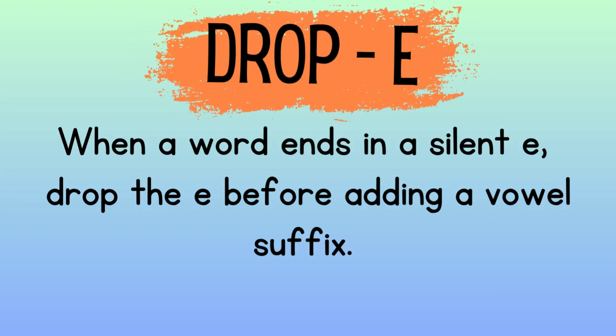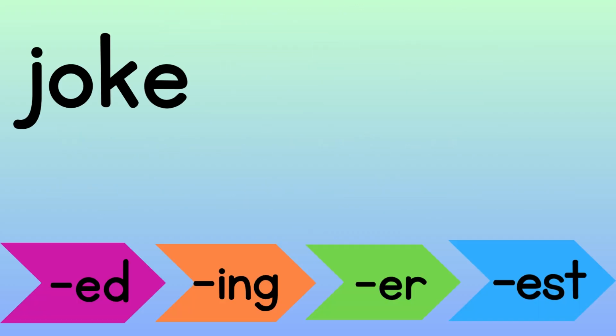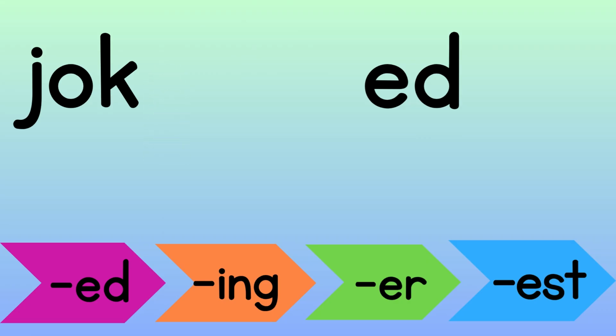Let's look at another rule. This one is called drop the E. When a word ends in a silent E, you drop that E before adding a vowel suffix. So here's the word joke. See how it has a silent E? Let's make it joked. So we drop the E and then we add ed.